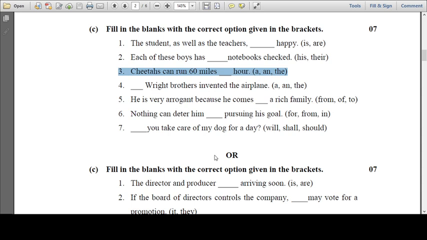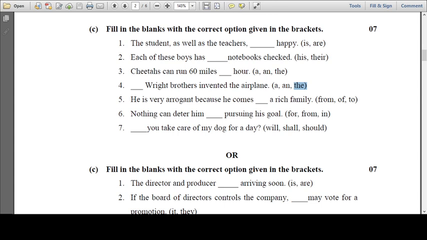Next one is: dash Wright brothers invented the airplane. What will be the answer in the fourth? The answer will be "the Wright brothers". Next one is: he is very arrogant because he comes dash a rich family. What will be the answer? This will be from a preposition. Yeah, Mahek, your answers are right.